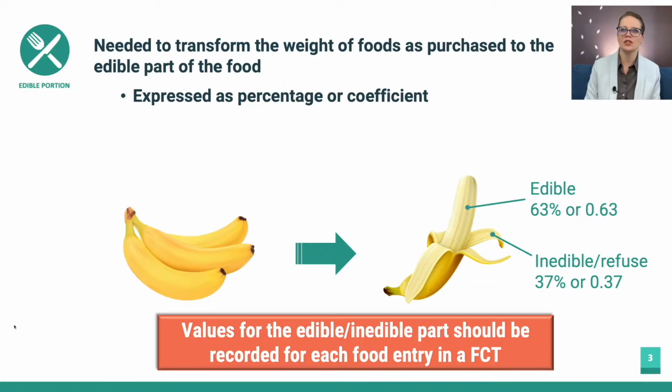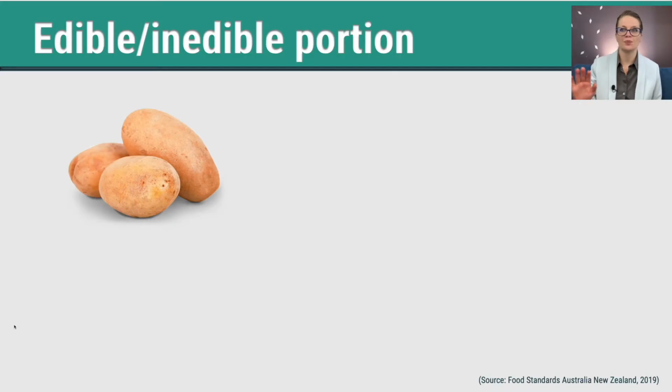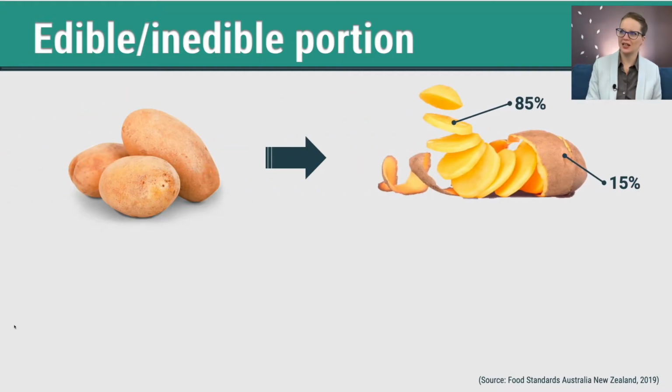So we can always convert from one to the other one. So let's see some more examples. So here we have the potato as we buy at the supermarket, and if we look for the information regarding edible and inedible portion, we will find that 85% of the potato represents the edible part and 15% represents the inedible part, that is the peel.